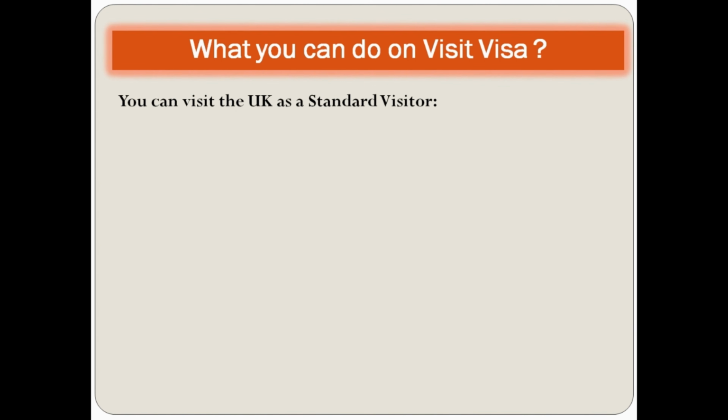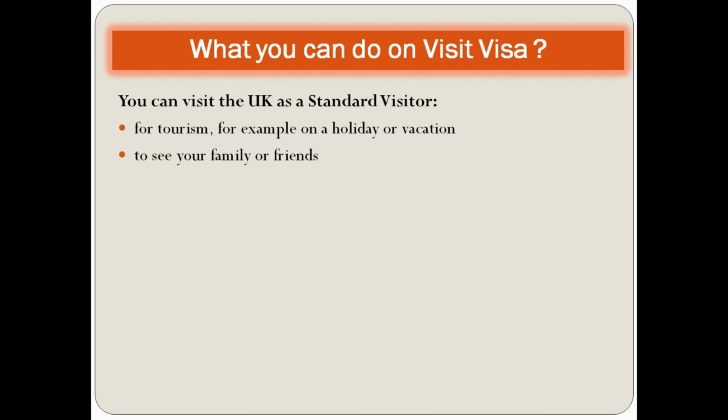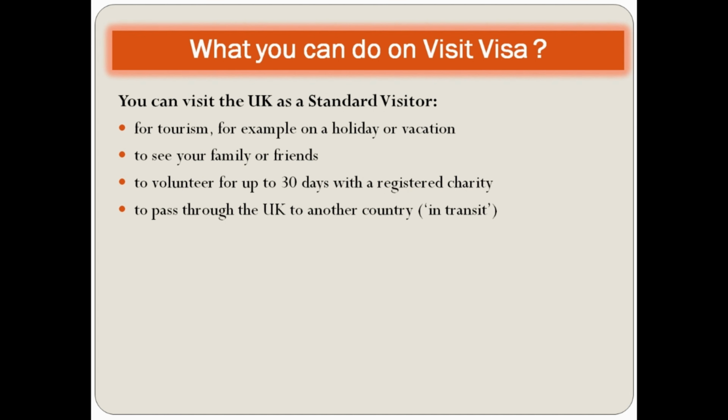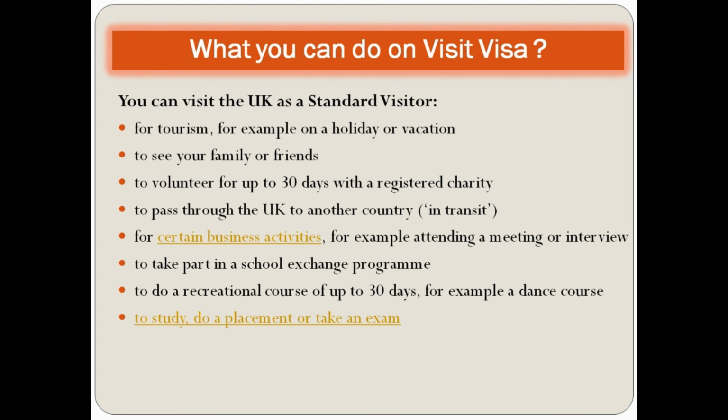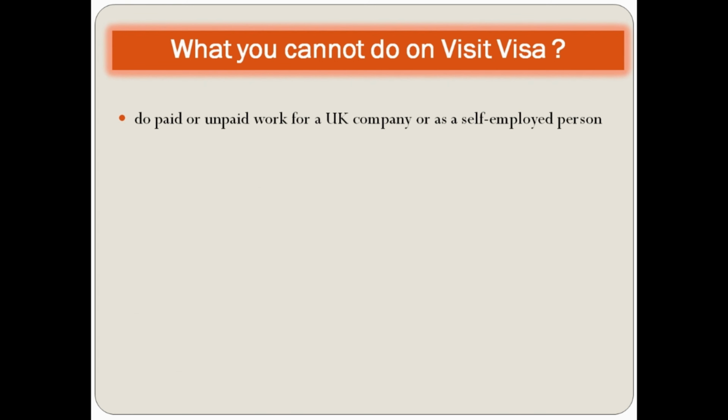What you can do on this visa. When you visit the UK as a standard UK visitor for tourism, for example, you can go on holiday or vacation, to see friends and families, to volunteer for up to 30 days with a registered charity, to pass through the UK to another country, that means in transit, for certain business activities, for example, attending a meeting or interview, to take part in a school exchange program, to do a recreational course for up to 30 days, for example, a dance course, to study, do a placement, or take an exam as an academic, senior doctor or dentist, for medical reasons.